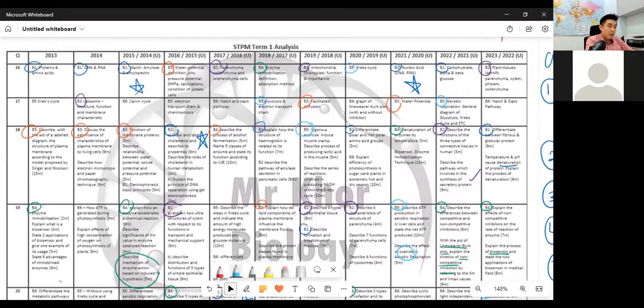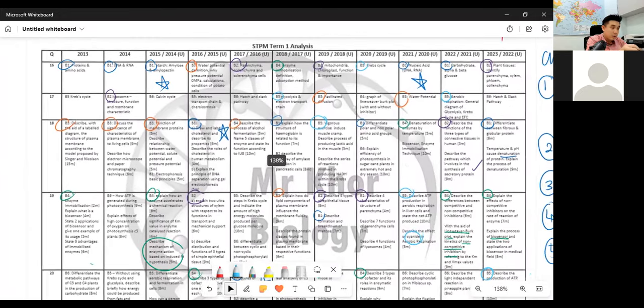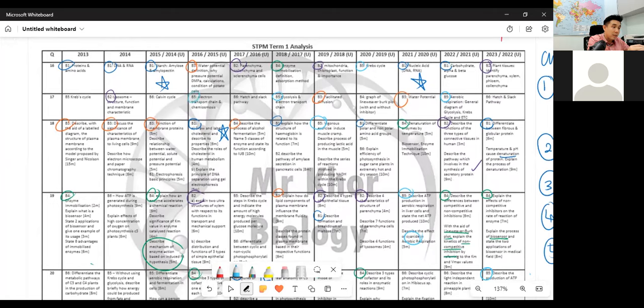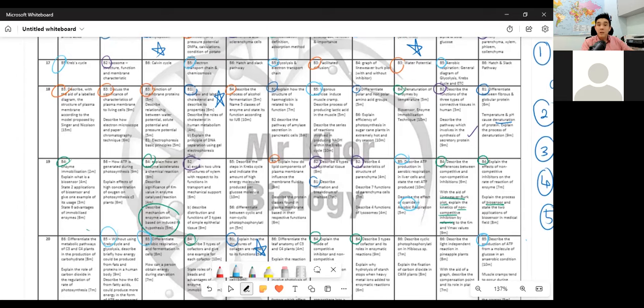And then year 2016, this one, ETS, aerobic and fermentation, Krebs cycle, this one, last one here. Without using glycolysis, describe how energy could be produced. So this was the shocker. Yeah, even I remember that particular year, I never expected this to come out at all.